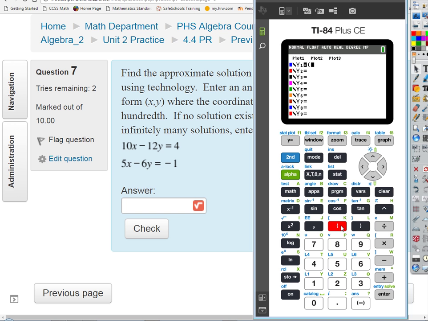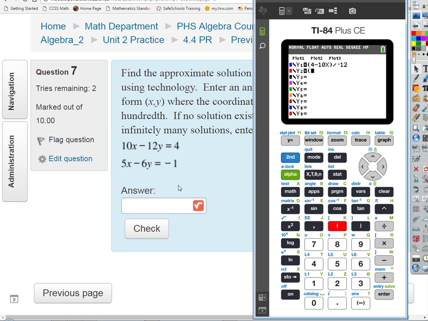So I'm going to open a set of parentheses. I've already got a 4 on the right side. I'm going to subtract 10x to the right side of the equation, and then divide the whole thing by negative 12. Okay, I don't have to simplify this. The calculator's smart enough for me just to leave it like that, and it'll know how to graph the line. So there's no sense risking making a mistake by simplifying this. Just isolate y into the calculator.